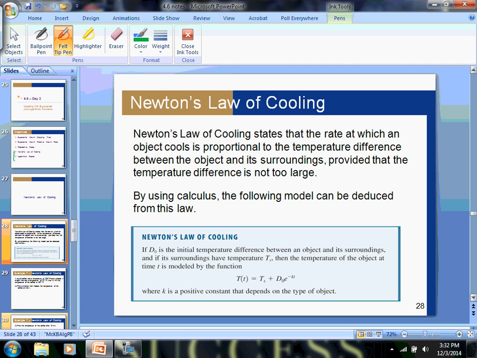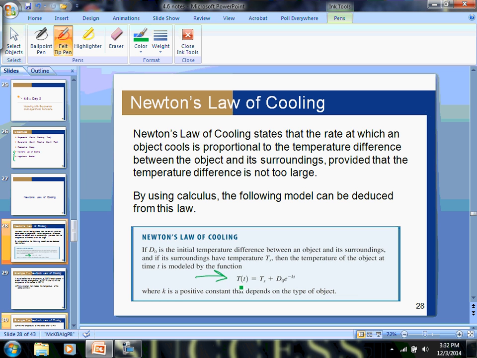Newton's law of cooling states that the rate at which an object cools is proportional to the temperature difference between the object and its surroundings, provided that the temperature difference is not too large, of course. Using a little bit of calculus, Newton came up with his equation for the law of cooling, which is down here in this little box.